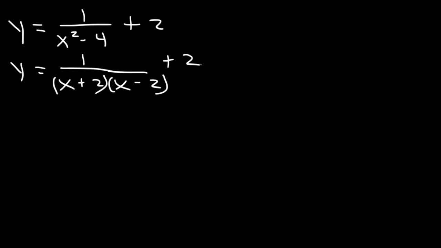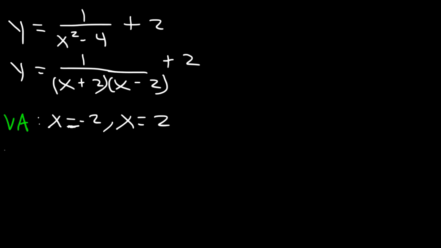So there's no holes. We can't cancel x plus 2 or x minus 2. So both of these will represent vertical asymptotes. If you set x plus 2 equal to 0, x will equal negative 2. And if you set the other one, x minus 2, equal to 0, x will equal positive 2. So those are the two vertical asymptotes.